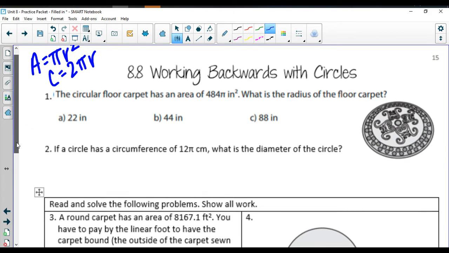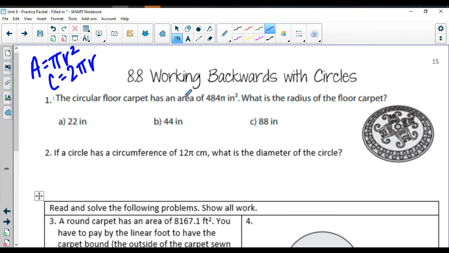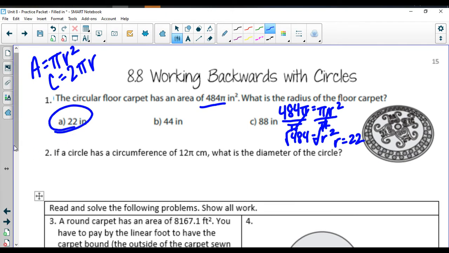So for the first one, the circular floor carpet has an area of 484 pi inches squared. What is the radius of the floor carpet? So our area is 484 pi, and our formula is pi r squared. So I'm going to divide both sides by pi, which will leave me with 484 is equal to r squared. And taking the square root of 484 on both sides, the radius is equal to 22. So A is our answer here.